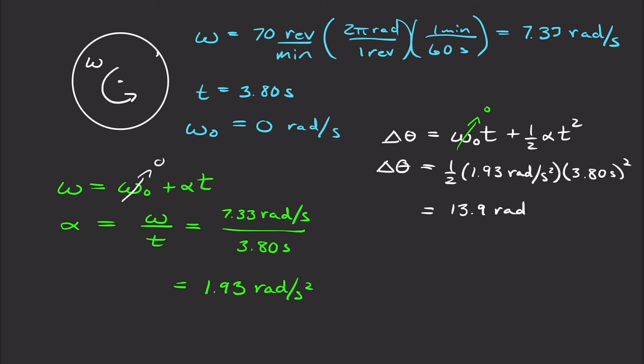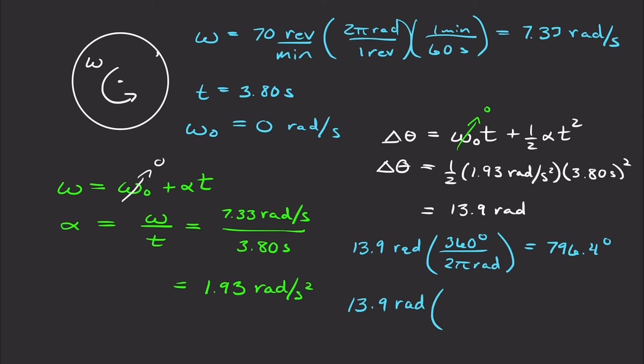So if we want this in degrees, 13.9 radians, well, there's 360 degrees for every 2 pi radians. And then we plug that in, and we get 796.4 degrees. And we could either go from degrees to revolutions, or we can go from our radians to revolutions. It doesn't matter. I'll go from radians to revolutions, so just divide by 2 pi. And you get 2.21 revolutions.